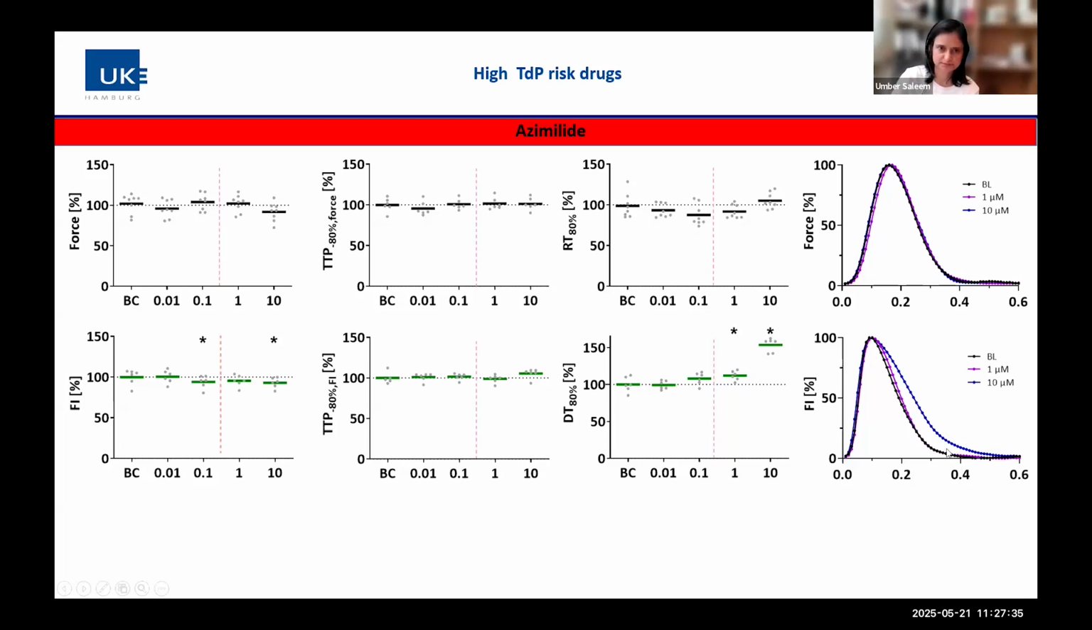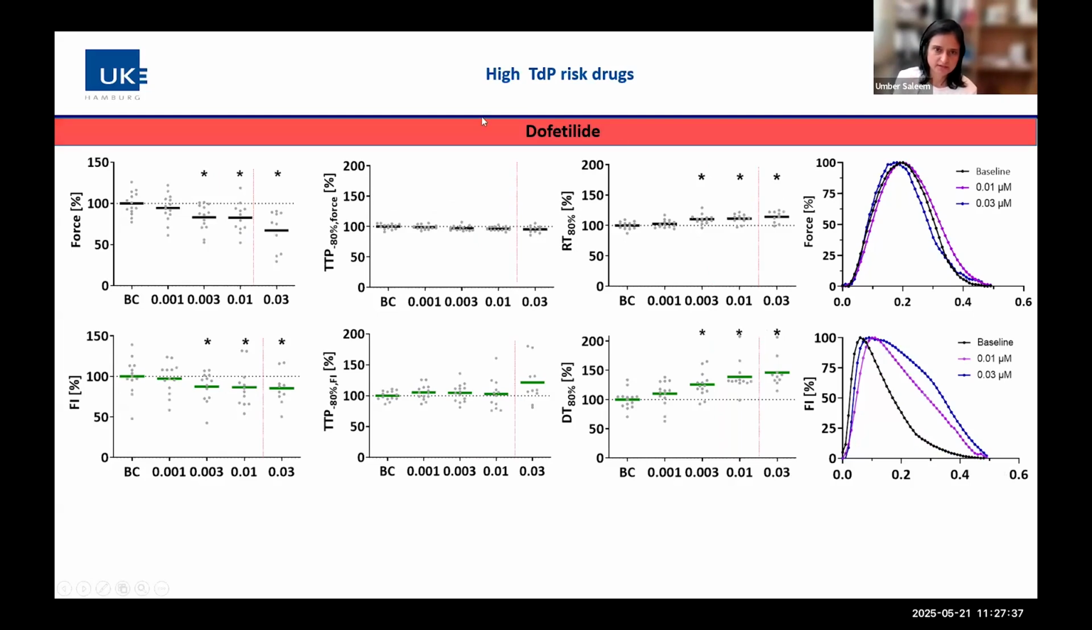Another high TDP risk drug is dofetilide, which is a known hERG blocker and is used as a positive control in many studies. It has shown a decrease in force, no effect on time to peak for force, and an increase in relaxation time, which you can see in the form of average peaks for force. At higher concentration, there is prolongation of the force peak.